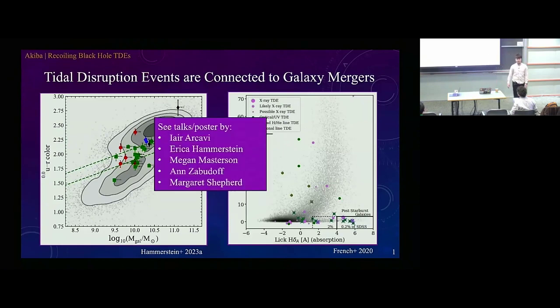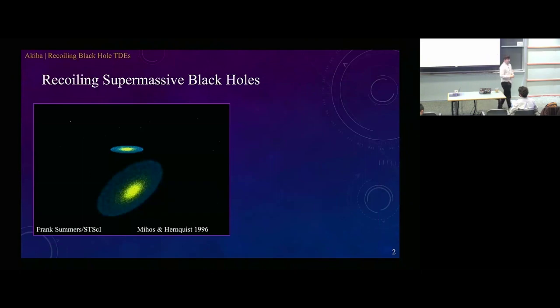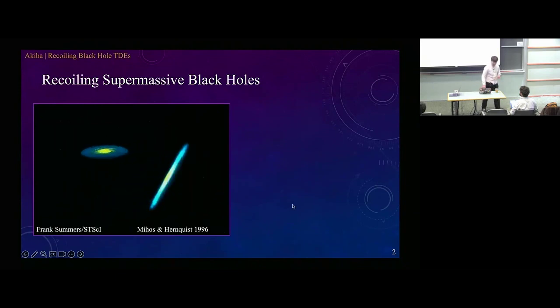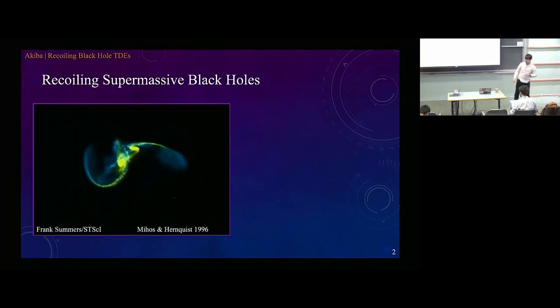A lot of these are talks that have already happened on the first day. I encourage you to go take a look at the talks by these amazing scientists that do work on this. But essentially, there's a lot of reason to want to look at these galaxy mergers as a way to study the connection between galaxy mergers and tidal disruption events. Okay. So essentially, this gives dynamicists like myself an excuse to go look at galaxy mergers and see what processes go on. So I want to start with this amazing simulation of a galaxy merger.